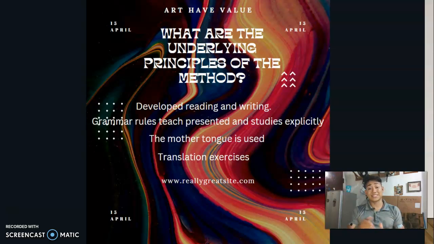Grammar rules are taught, presented and studied explicitly, because all the rules are going to be explained explicitly to the learners to be able to understand. The mother tongue is used because to explain the principal rules we need to start with the basics, and at the beginning the learners are not going to be able to speak English. That's why we will need to use the mother tongue to provide a good explanation, and each rule will need to be really clear for each of them.